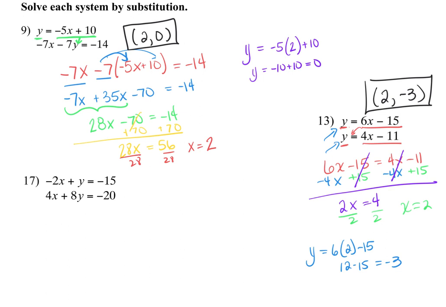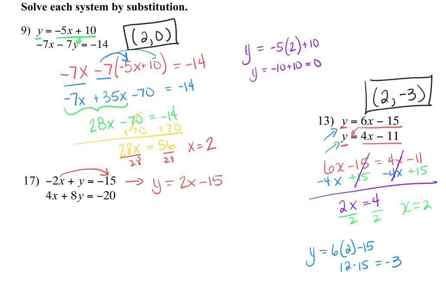The last type of substitution is that none of your variables are solved. And so when none of your variables are by themselves, I'm going to look at all 4 of these and say which one is the easiest to get by itself. The easiest to get by itself is this y right here. And so I am going to get the y by itself by moving that 2x over. So this will now be y equals 2x minus 15.